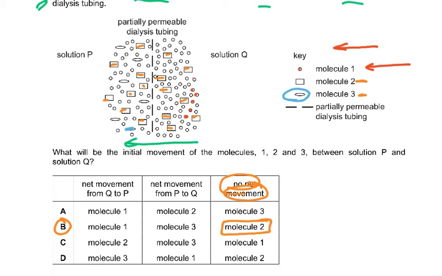Now let's look at it. This is 1, 2, 3, 4, 5, 6, and there's 0 on this side. So it would naturally move from this side to this side. So that is why molecule 3 would have net movement from P to Q. And net movement from Q would be molecule 1. So this is how you had to do this question. It was a pretty confusing question.